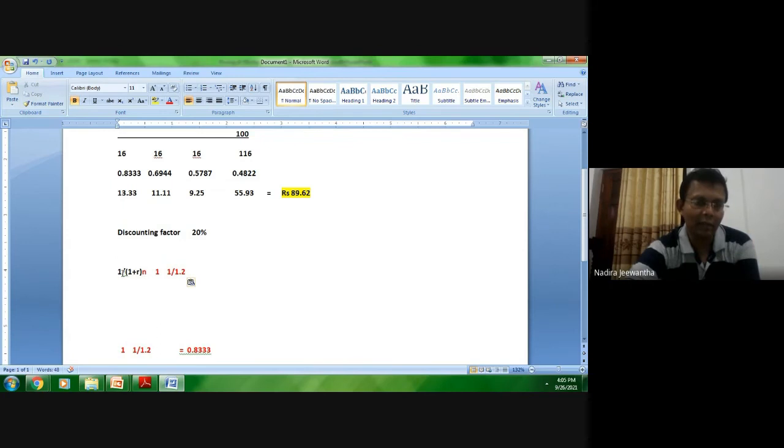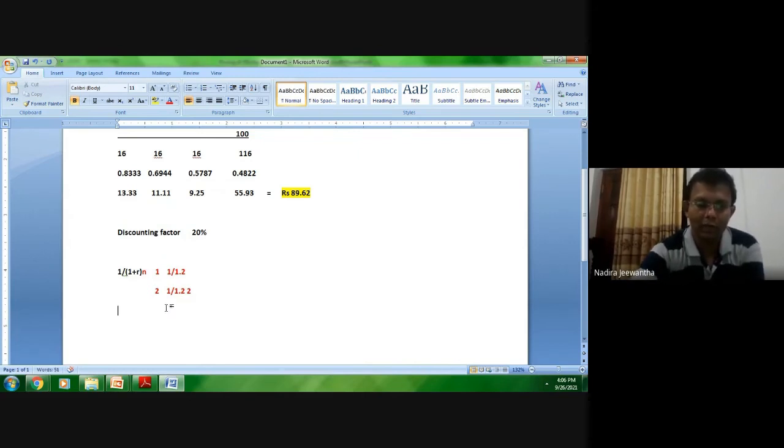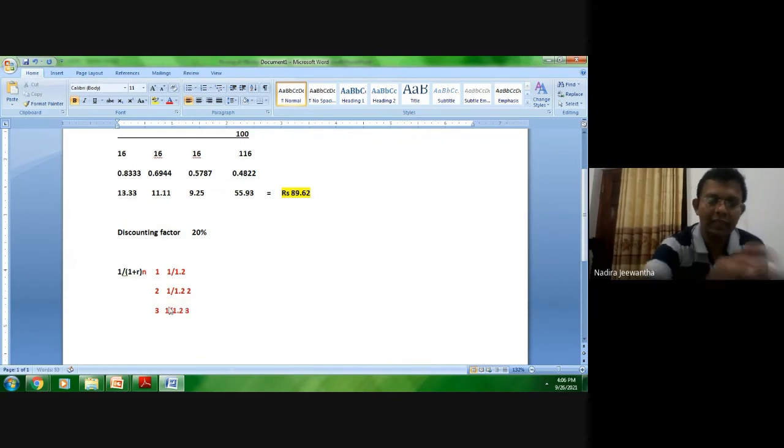For the first period, n we take as 1. So how do you find the second period? For the second period, calculate 1 divided by 1.2 to the power 2. It has to go to the power 2, right? So for the third period, if you are going to calculate with this formula, it is a little cumbersome in the exam. For the third period, 1 divided by 1.2 to the power 3.